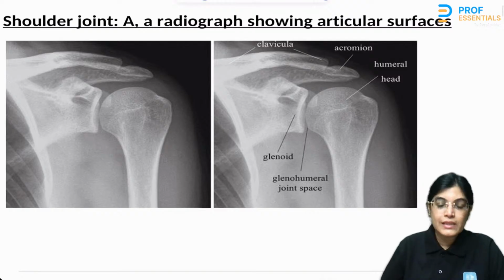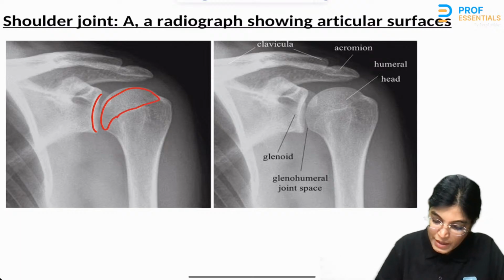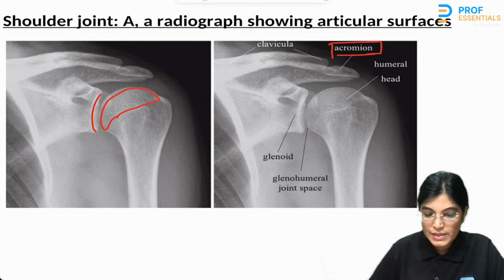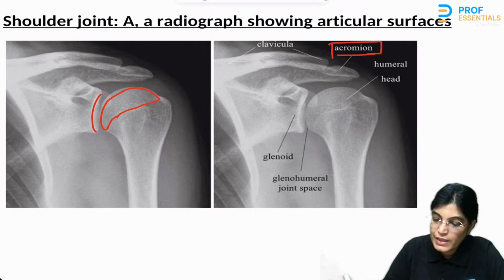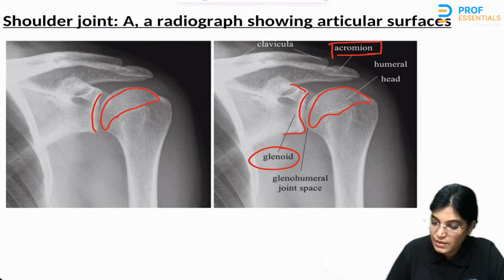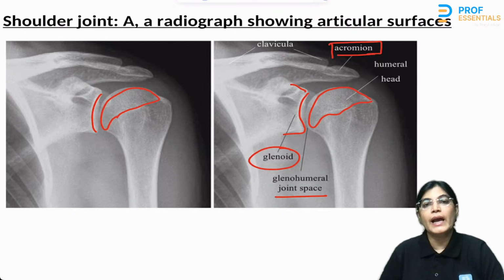Okay, so in this radiological image, you can see the glenoid fossa and the head of humerus. Here we can see the acromial end of the clavicle. We can see here the humeral head, which will articulate with the glenoid cavity, the shallow glenoid cavity. And this is exactly the glenohumeral joint space. So this is actually an AP view, anteroposterior radiological image showing the shoulder joint.